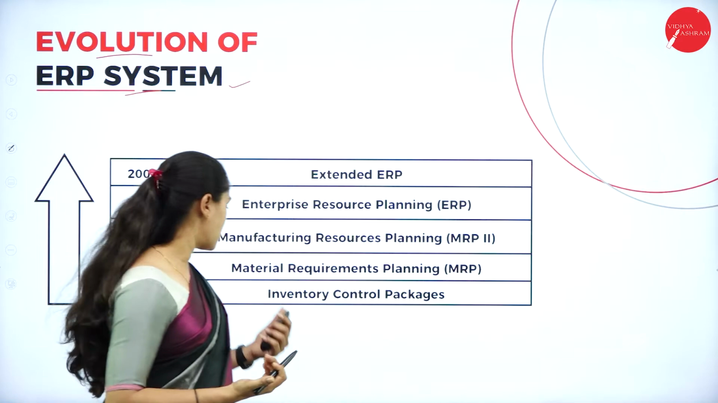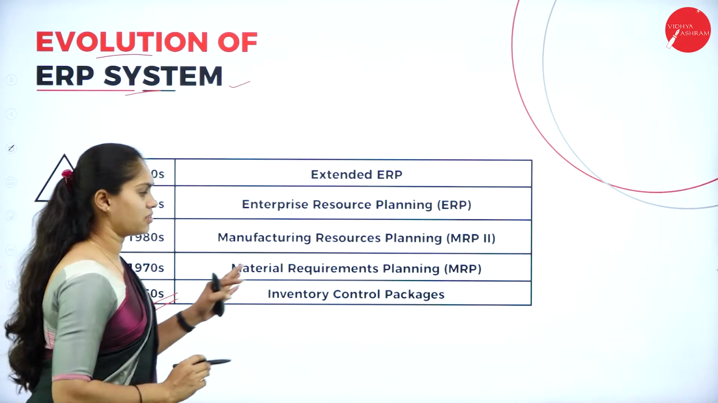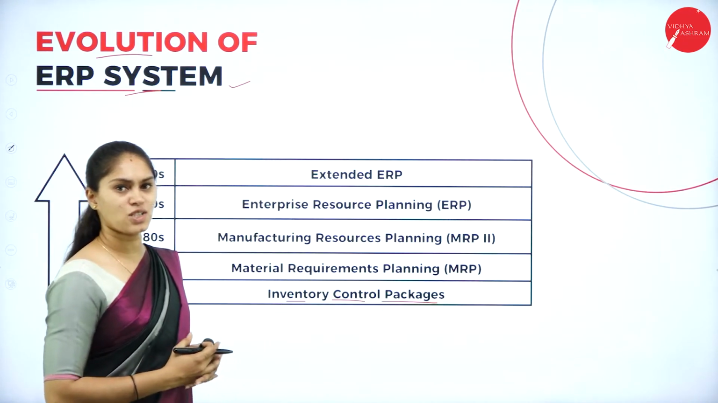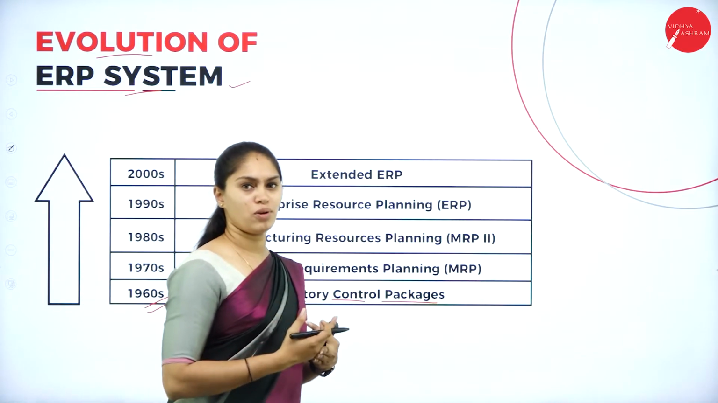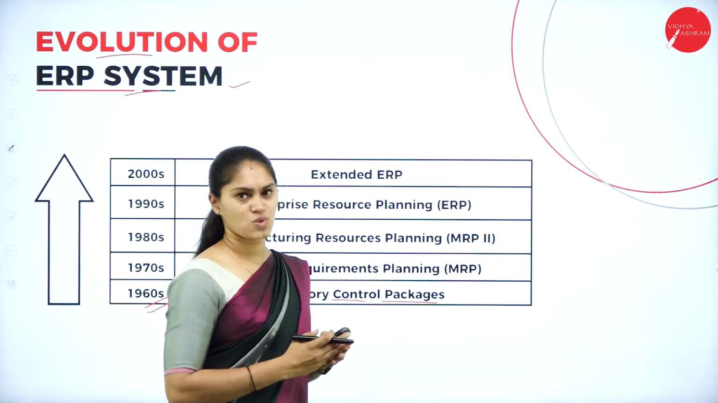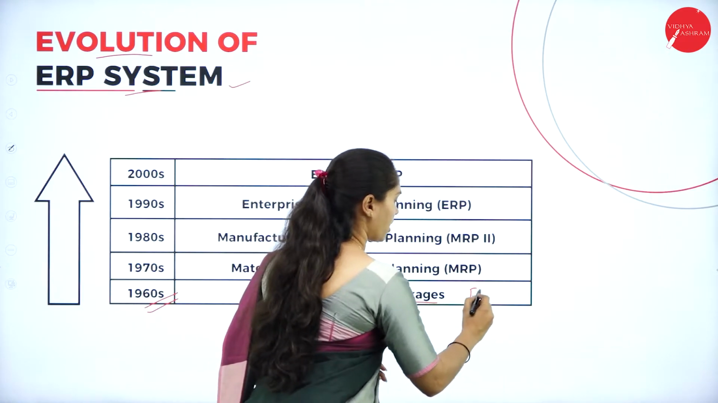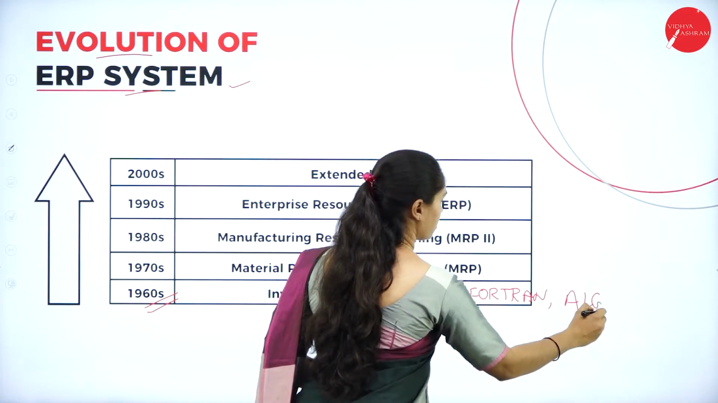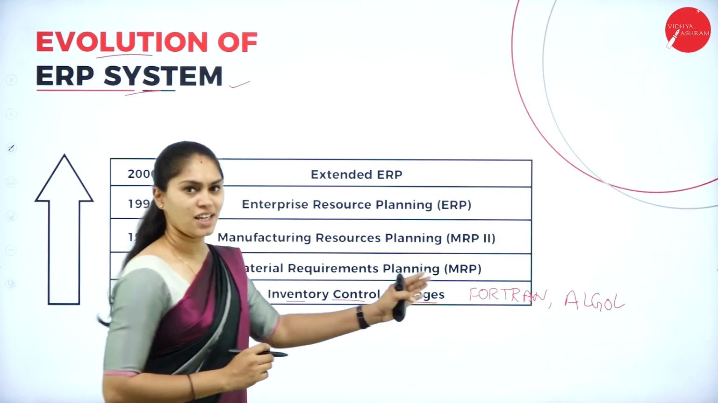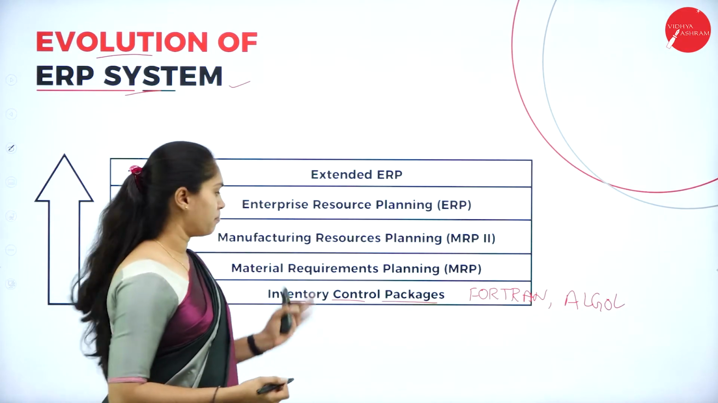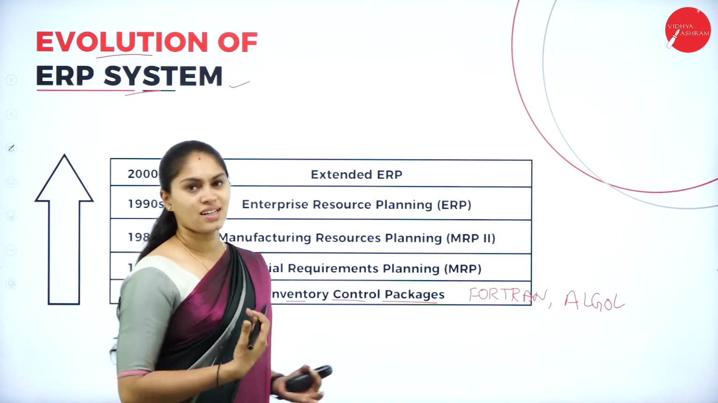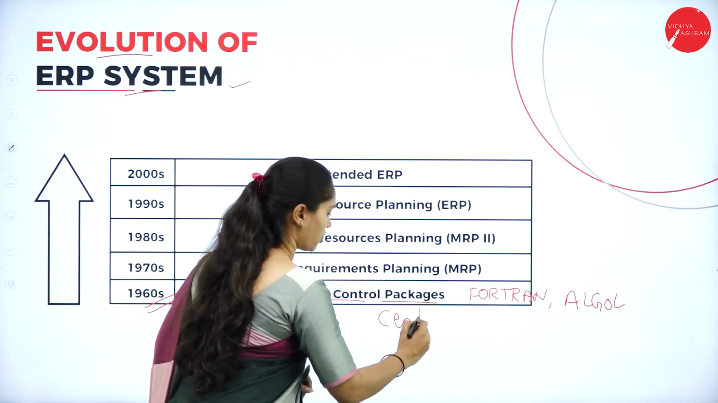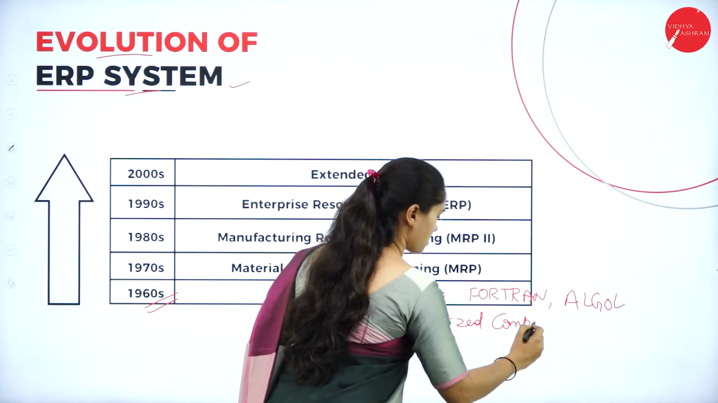From the 1960s, there were systems called inventory control packages. Most of the companies were dealing only with the development, deployment and implementation of a system. They were using programming languages called Fortran and Algol. These are legacy programming languages. They were designing, developing and implementing by making use of these legacy languages. In this inventory control, the focus was mainly on the computer systems.